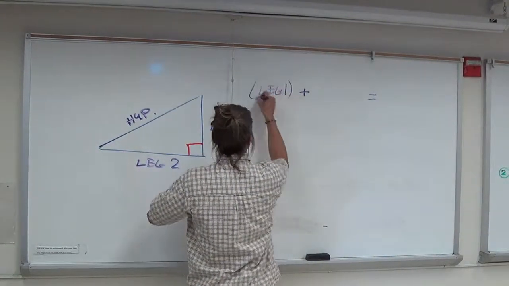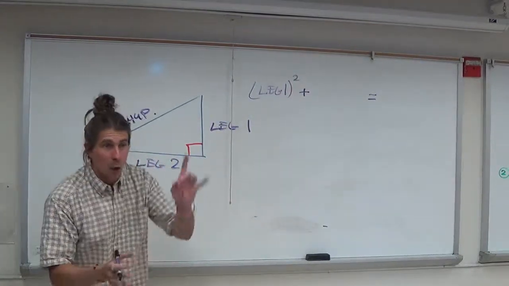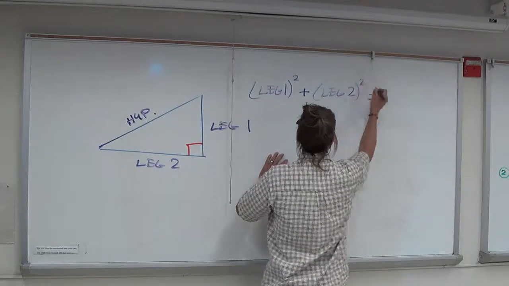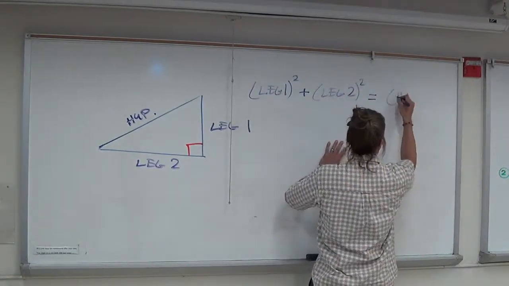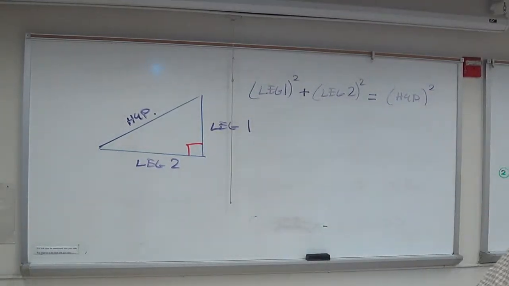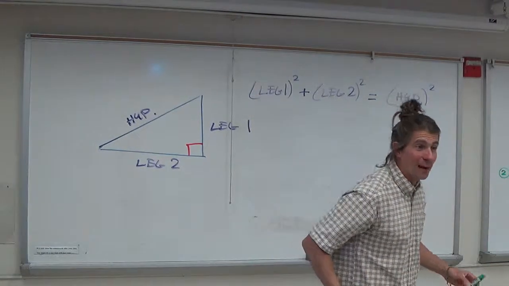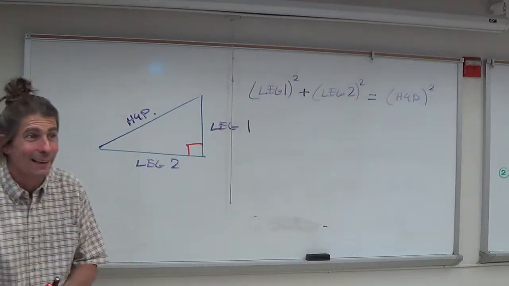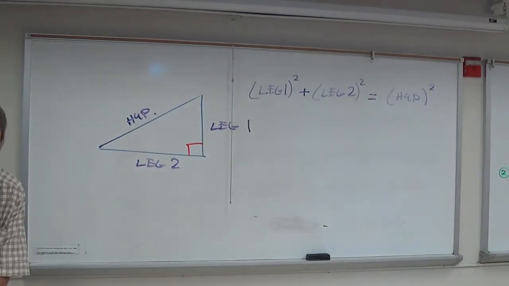The square of the length of the first leg plus the square of the length of the second leg is equal to the square of the length of the hypotenuse. This is only true for right triangles. It's not true for any other kind. It's totally freaking rad. It comes in super handy.